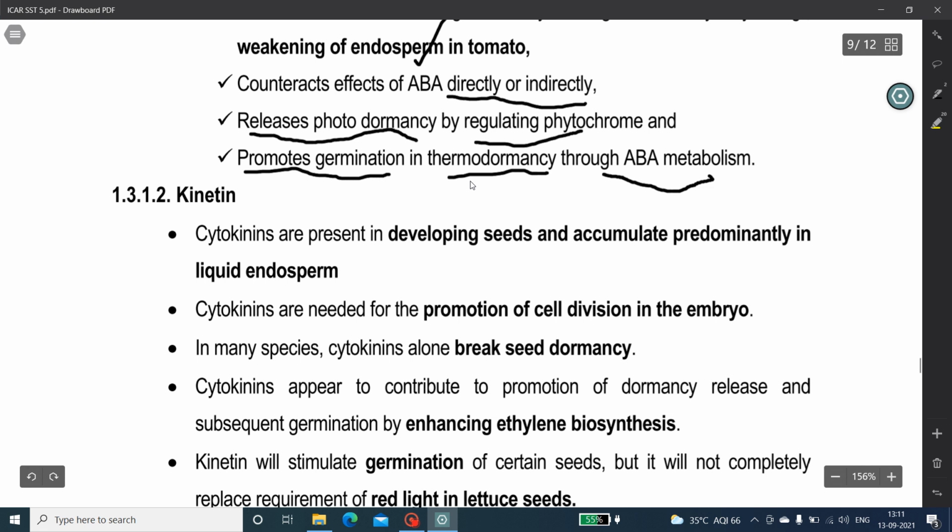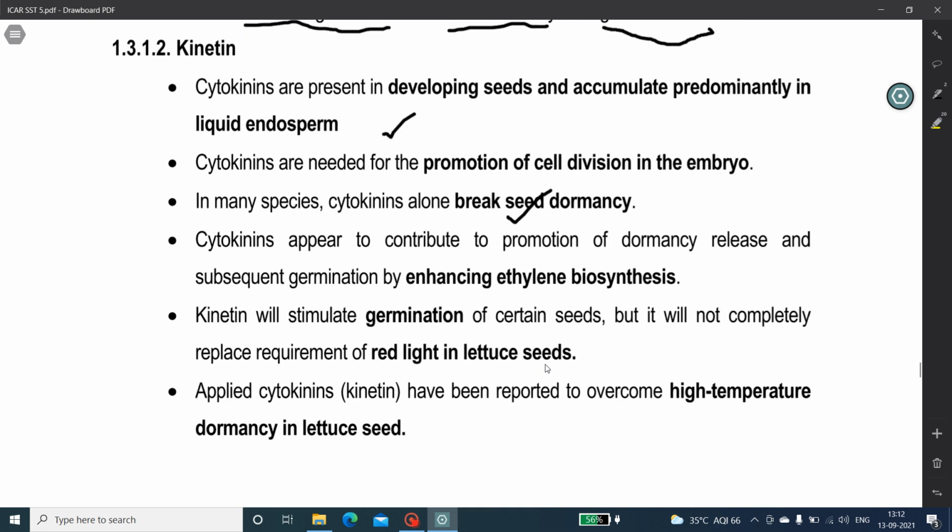Next we'll see kinetin. Cytokinins are present in developing seeds and accumulate predominantly in the liquid endosperm. Cytokinins are needed for the promotion of cell division in the embryo, and in many species cytokinin alone breaks seed dormancy, and cytokinin appears to contribute to promotion of dormancy release and subsequent germination by enhancing ethylene biosynthesis. Kinetin will stimulate germination of certain seeds, but it will not completely replace the requirement of red light in lettuce seeds. And applied cytokinin, that is kinetin, has been reported to overcome high temperature dormancy also in lettuce seed.